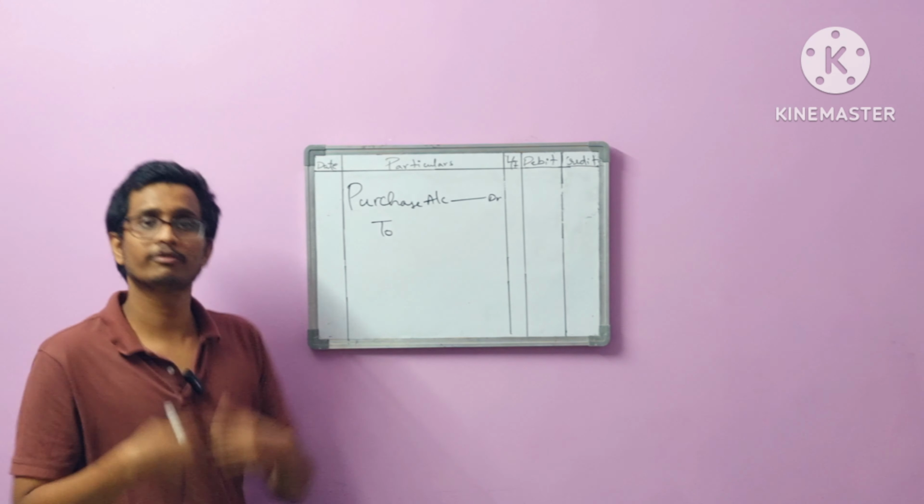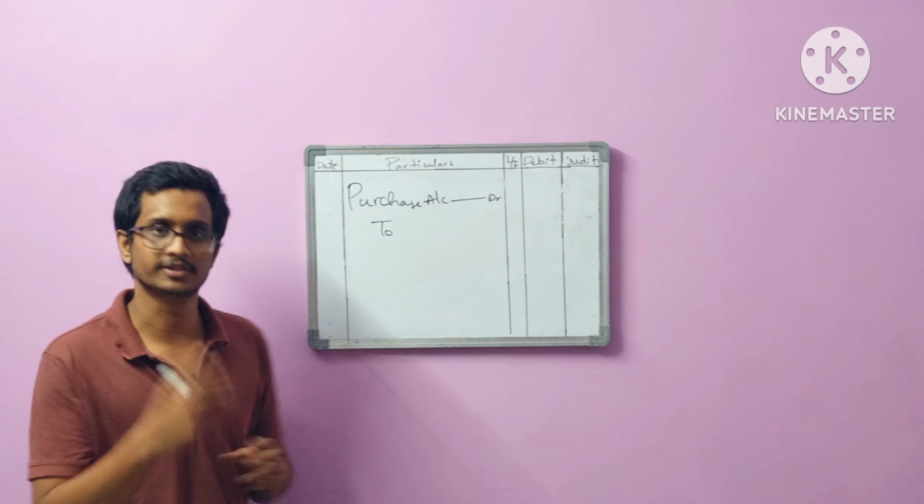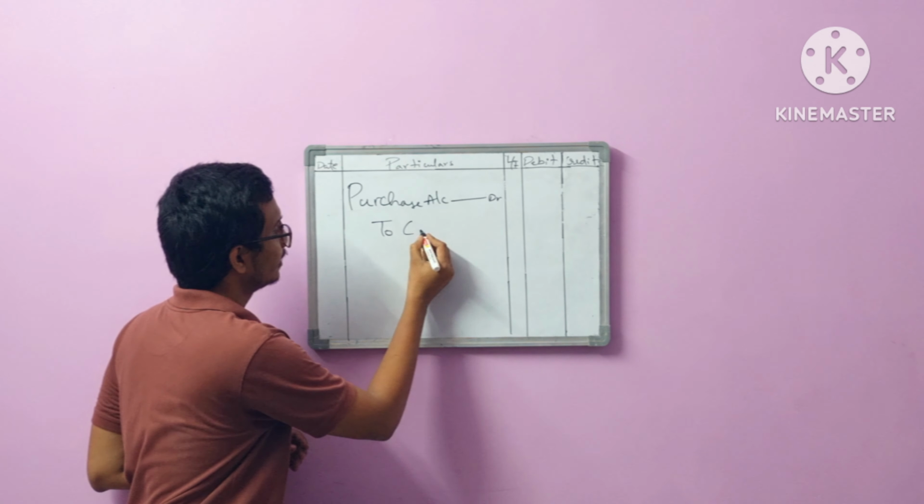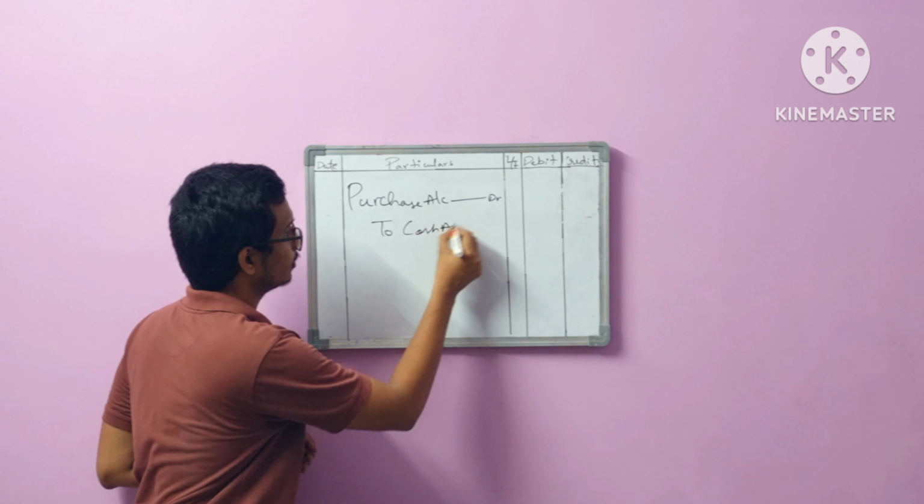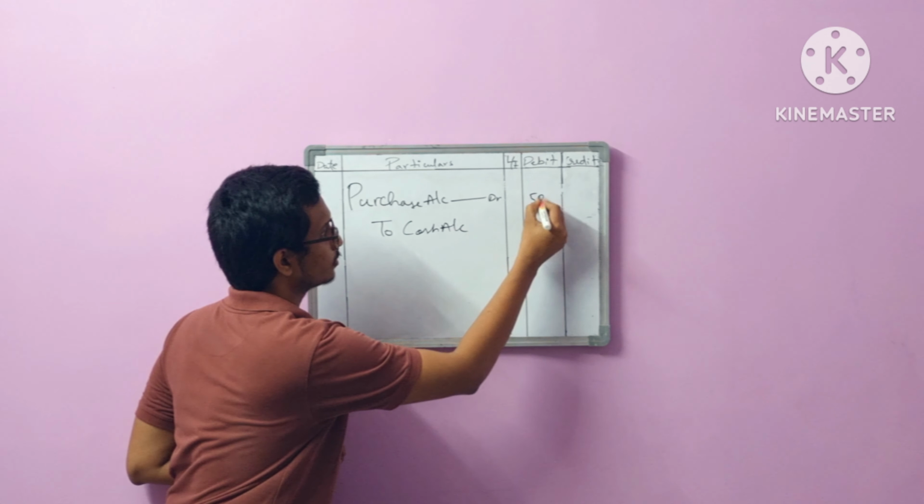And what is going out from the business? Cash is going out from the business. So that's the reason I'll write cash to cash account 50,000.